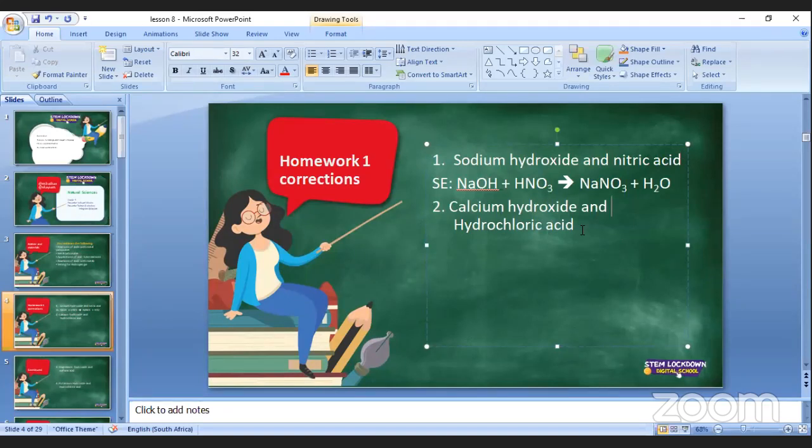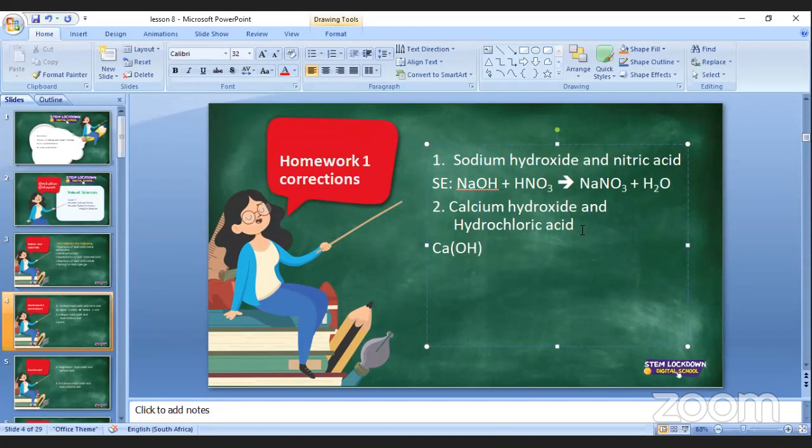Then now we look at the following reaction that you were given. You were given calcium hydroxide and hydrochloric acid. Let us look at calcium hydroxide. The same thing we already know. Calcium hydroxide reacts with hydrochloric acid. What do we get?